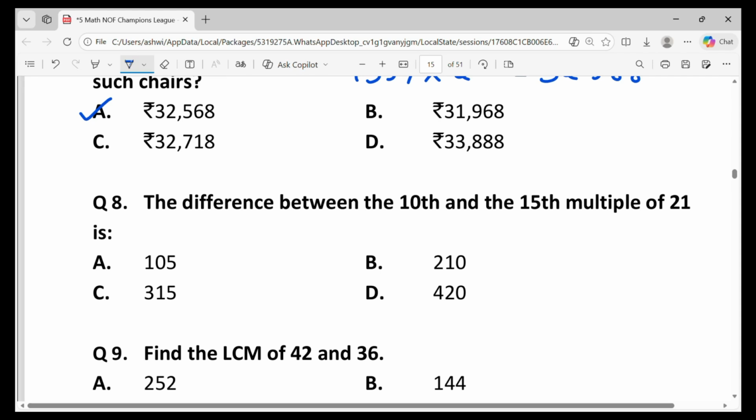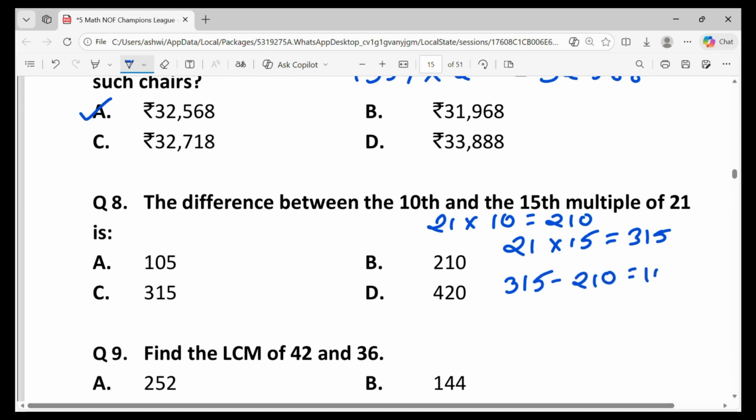Question 8. The difference between the 10th and the 15th multiple of 21 is? The 10th multiple of 21 is 21 into 10, that is equal to 210, and the 15th multiple is 21 into 15, that is equal to 315. The difference will be 315 minus 210, that is equal to 105. That is option A.